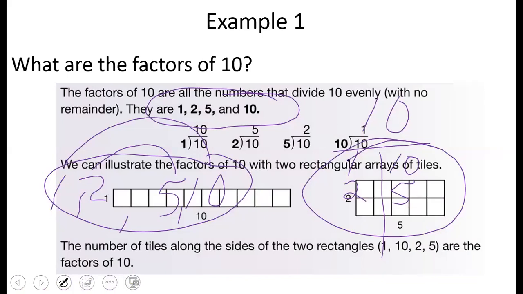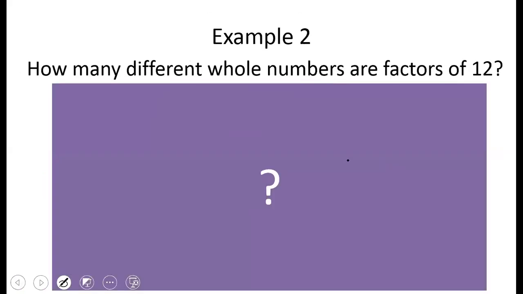All right, so let's get going again. So we're back to here. Example number 2: how many different whole numbers are factors of the number 12?